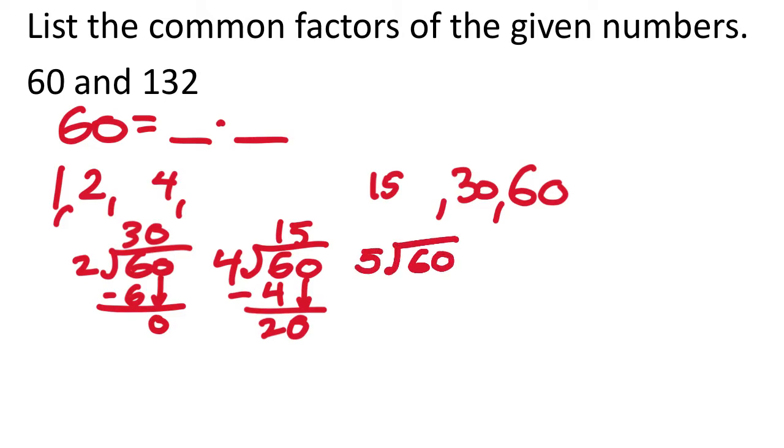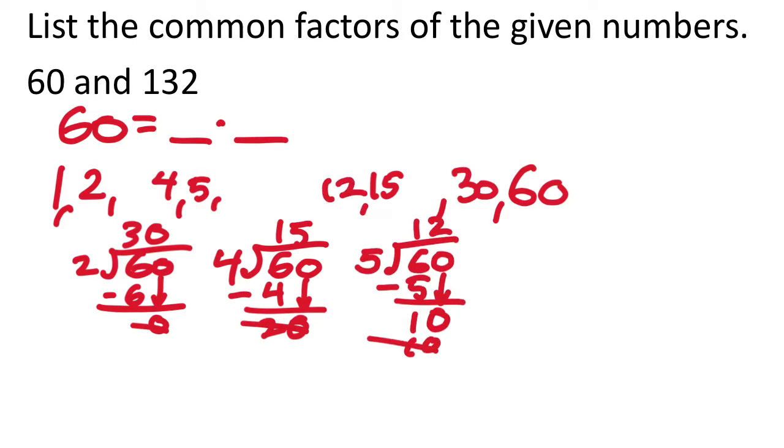5 will go into 6 once. 1 times 5 is 5. 6 minus 5 is 1. Drop the 0 and make that 10. 5 will go into 10 2 times. 2 times 5 is 10. So you got 0 remaining out of that one. Just cancels that stuff out, just like it did over here. So 5 would be paired with 12, like this.